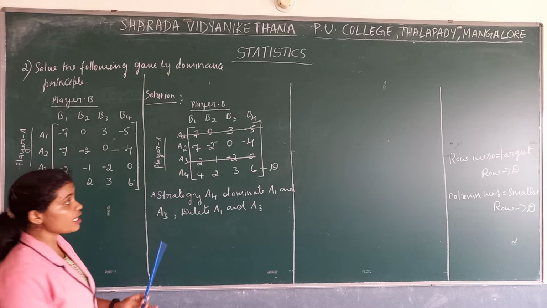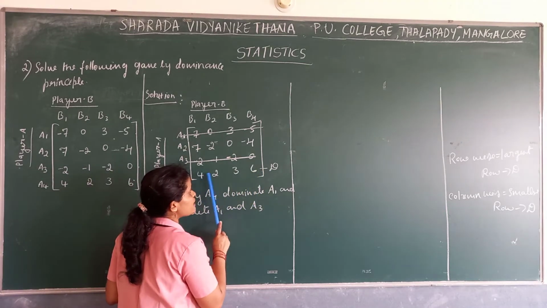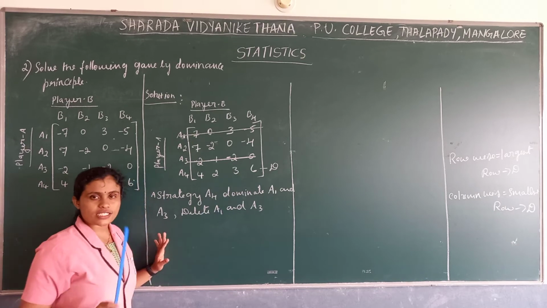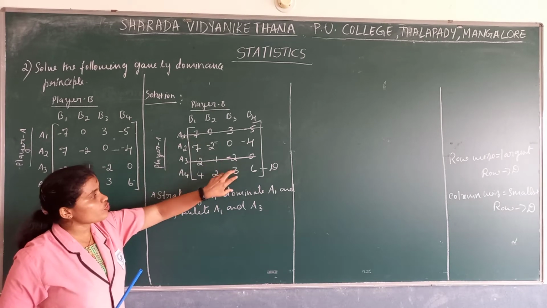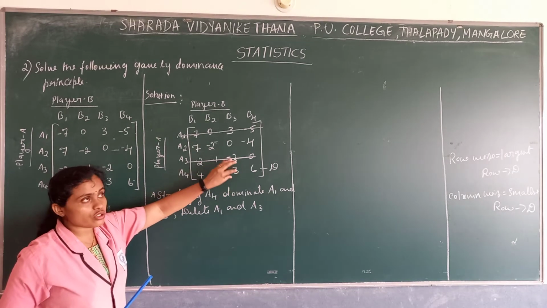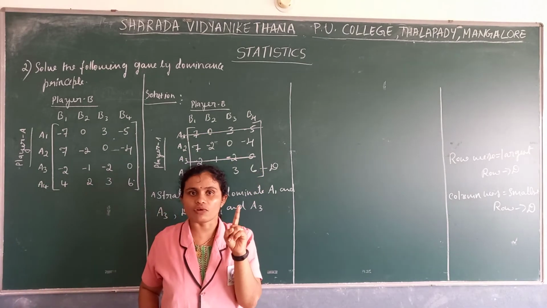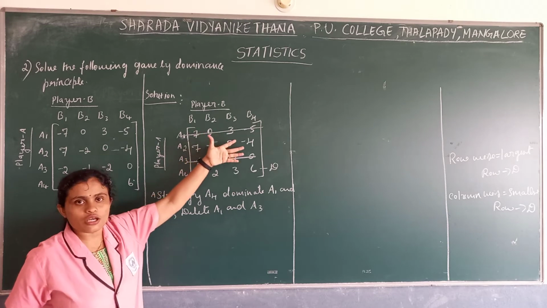I hope you are clear. This particular row is greater than this row and this row. So it dominates. Firstly, you will get that this row dominates only this. Once we get one row as a dominating one, then we can check it with the other rows also.